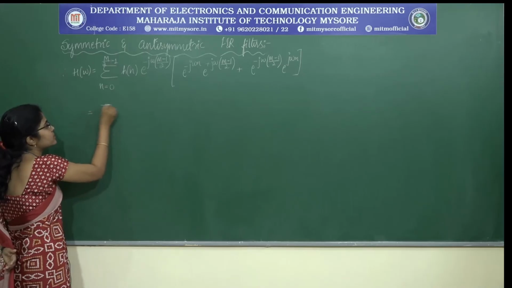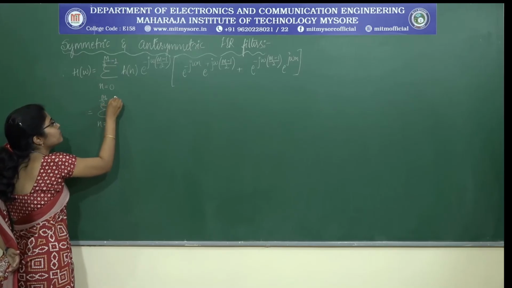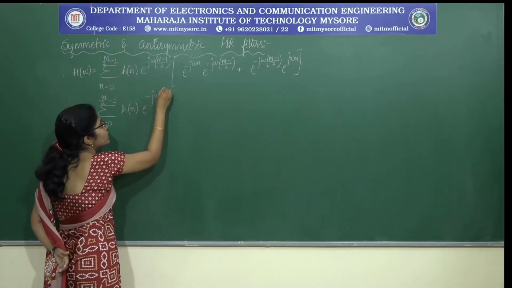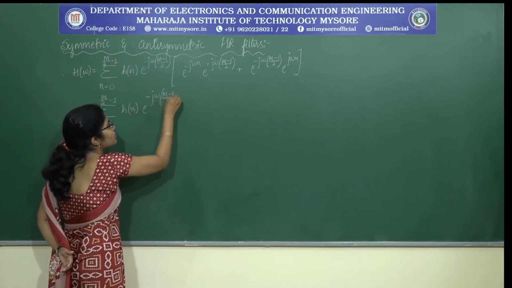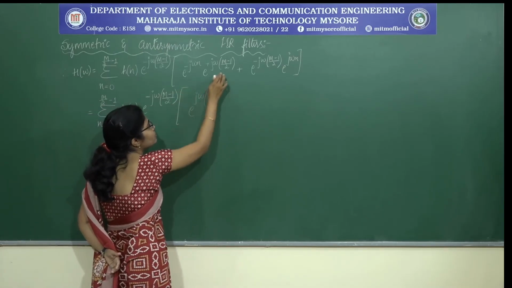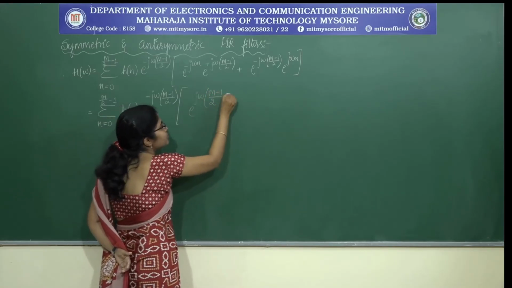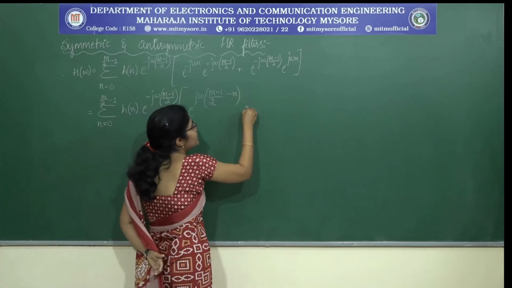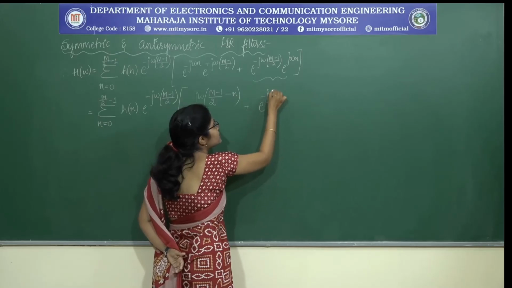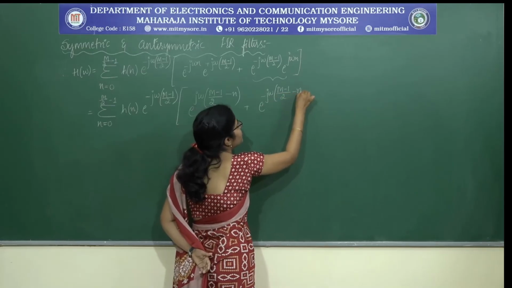So let us rewrite the equation, that is, summation n ranges from 0 to m by 2 minus 1 into h of n into e power minus j omega into m minus 1 by 2 into e power, if I take j omega as a common factor, the term left out here will be m minus 1 by 2, and here the term left out is minus n, plus in these two terms, if I take e power minus j omega as the common factor, the terms left out will be m minus 1 by 2 minus n.